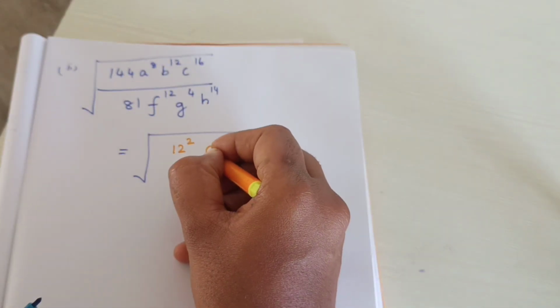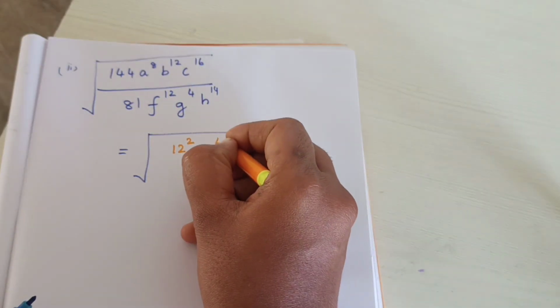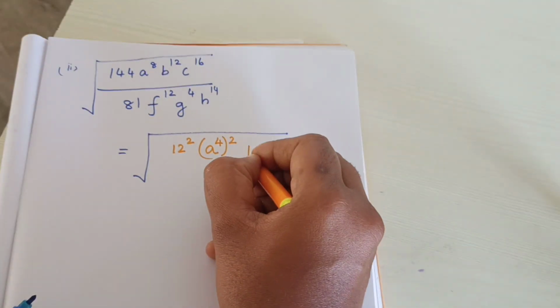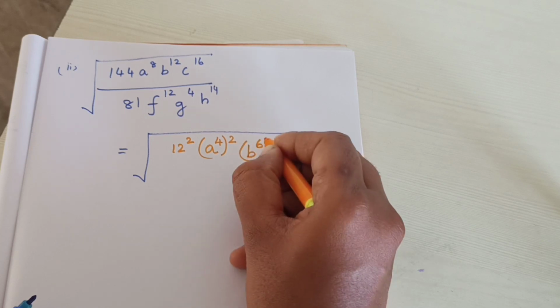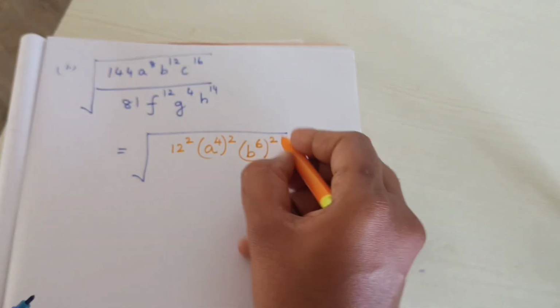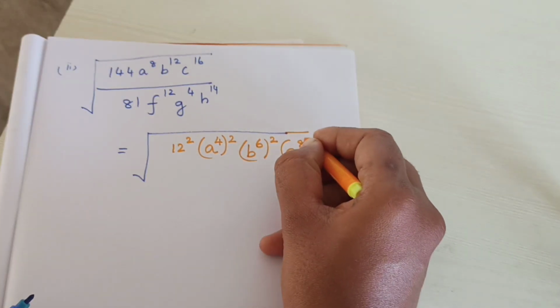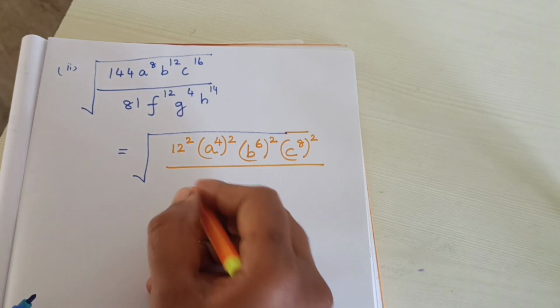How will you find a's power? Powers you can write using the second table. So (a^4)^2, that means 4 twos are 8. Then b^12, how will you split? 6 twos are 12, so b^(6×2). Then c^16, how will you split? 8 twos are 16, and 81 is 9 squared. No, 8 squared? No, 9 squared.